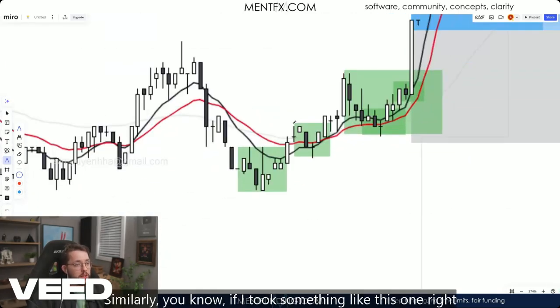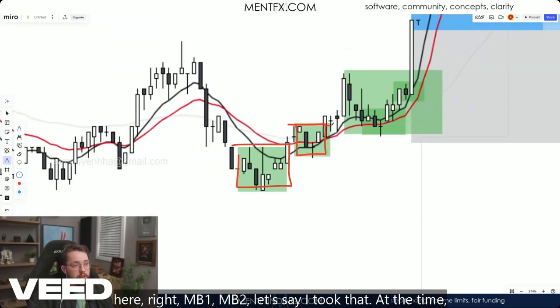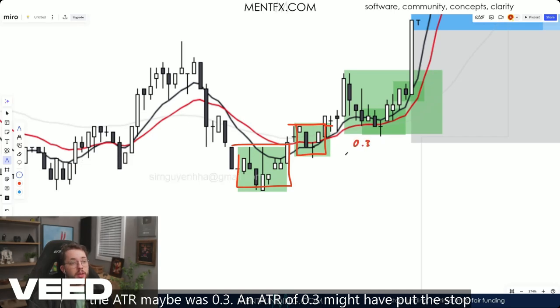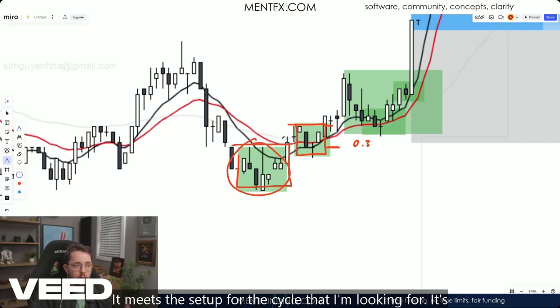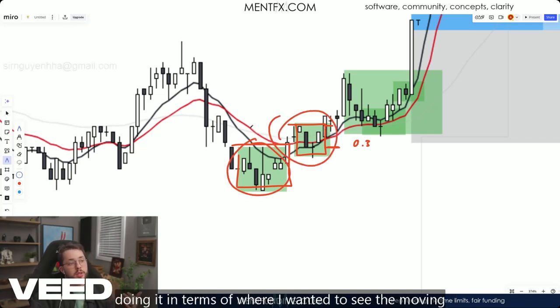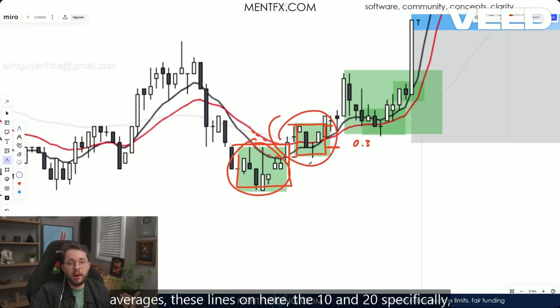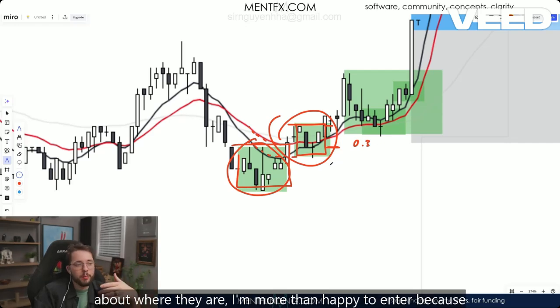Similarly, if I took something like this one right here, right, MB1, MB2. Let's say I took that. At the time, the ATR maybe was 0.3. An ATR of 0.3 might have put the stop here. Would that be something I want to take? Yes. Why? One, because it meets the cycle that I'm looking for. It meets the setup for the cycle that I'm looking for. It's doing it in terms of where I wanted to see the moving averages, these lines on here, the 10 and 20 specifically, about where they are. I'm more than happy to enter because of that.